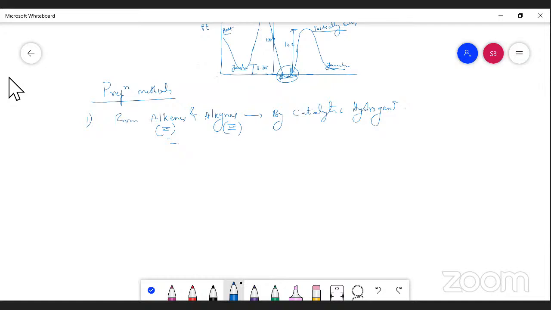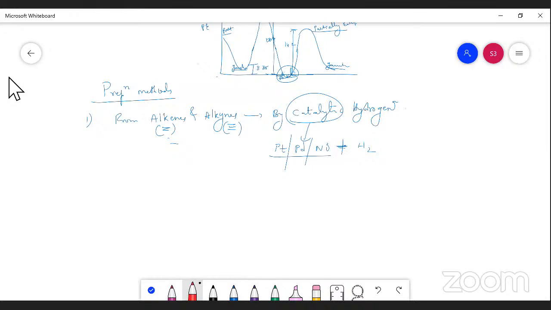Let us take a few examples. Here, what is the catalyst we use? In the presence of platinum, palladium, or nickel. In the presence of any one of these catalysts, if you add hydrogen, this process we call catalytic hydrogenation.